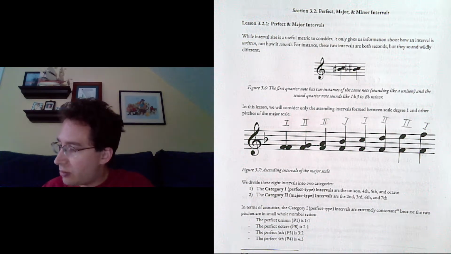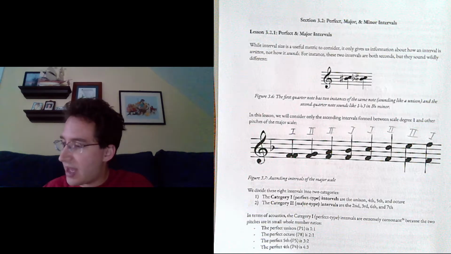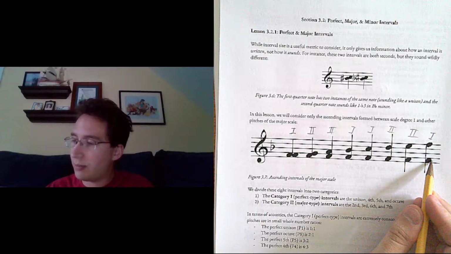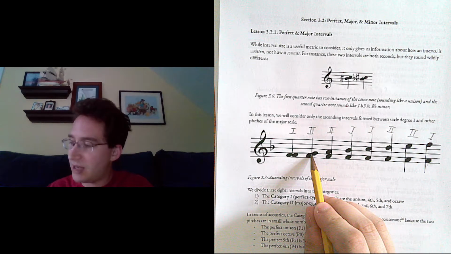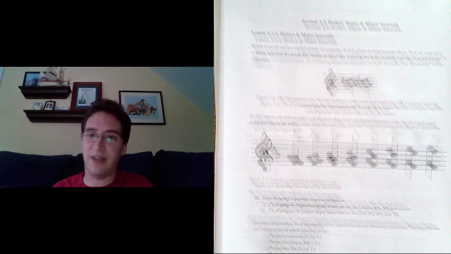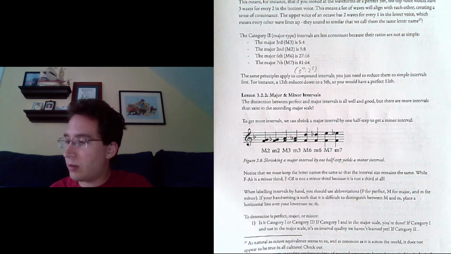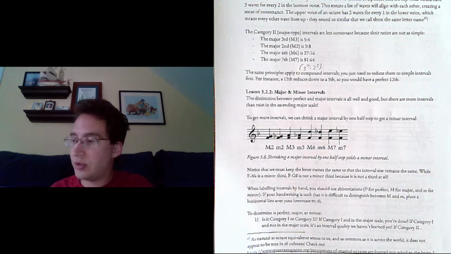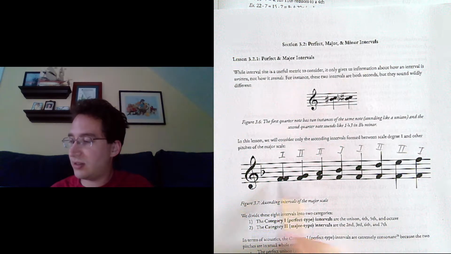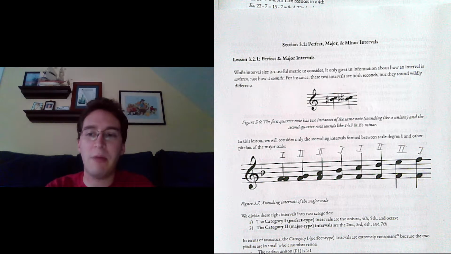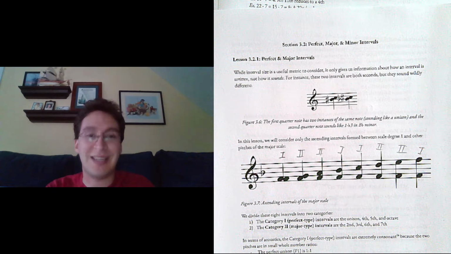All we need to know for now is that perfect unison, perfect fourth, perfect fifth, perfect octave, major second, major third, major sixth, major seventh. That is all we're worrying about for right now. Just remembering perfect, major, major, perfect, perfect, major, major, perfect. That's all we need to know, and we'll get more into it next time.